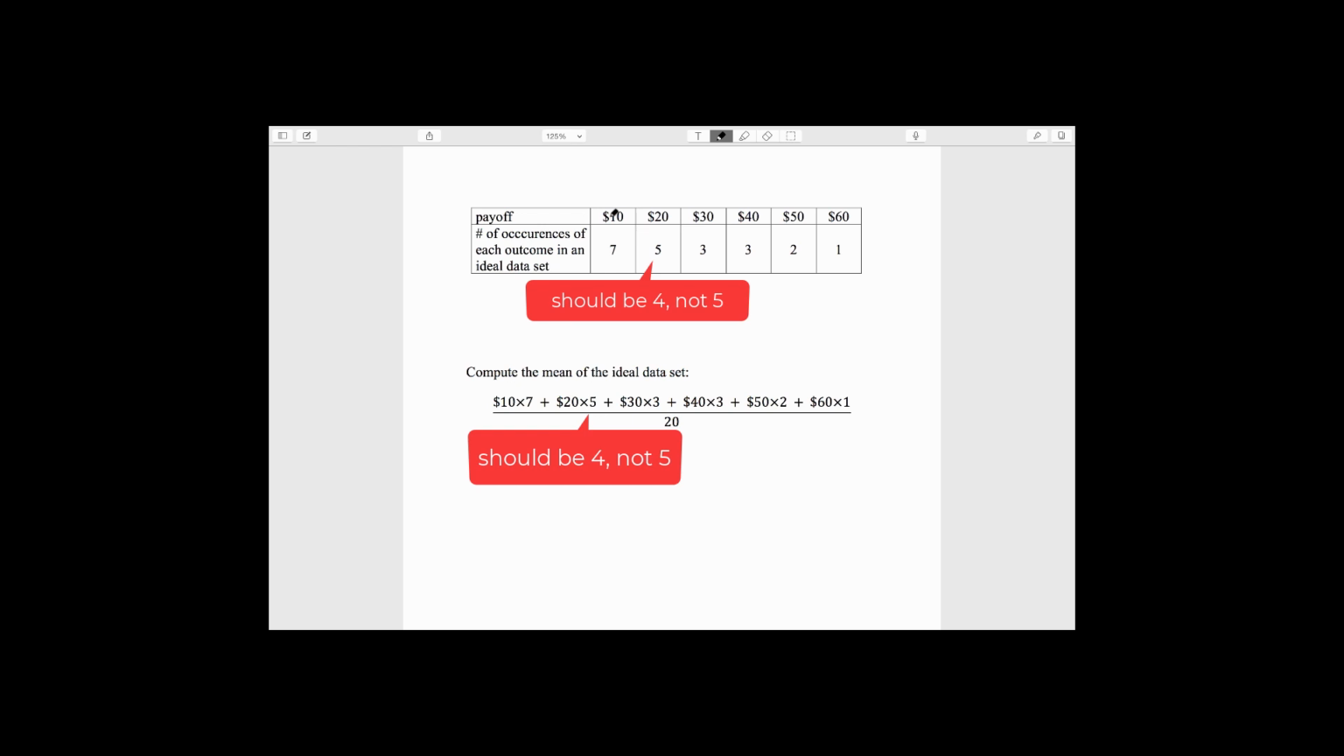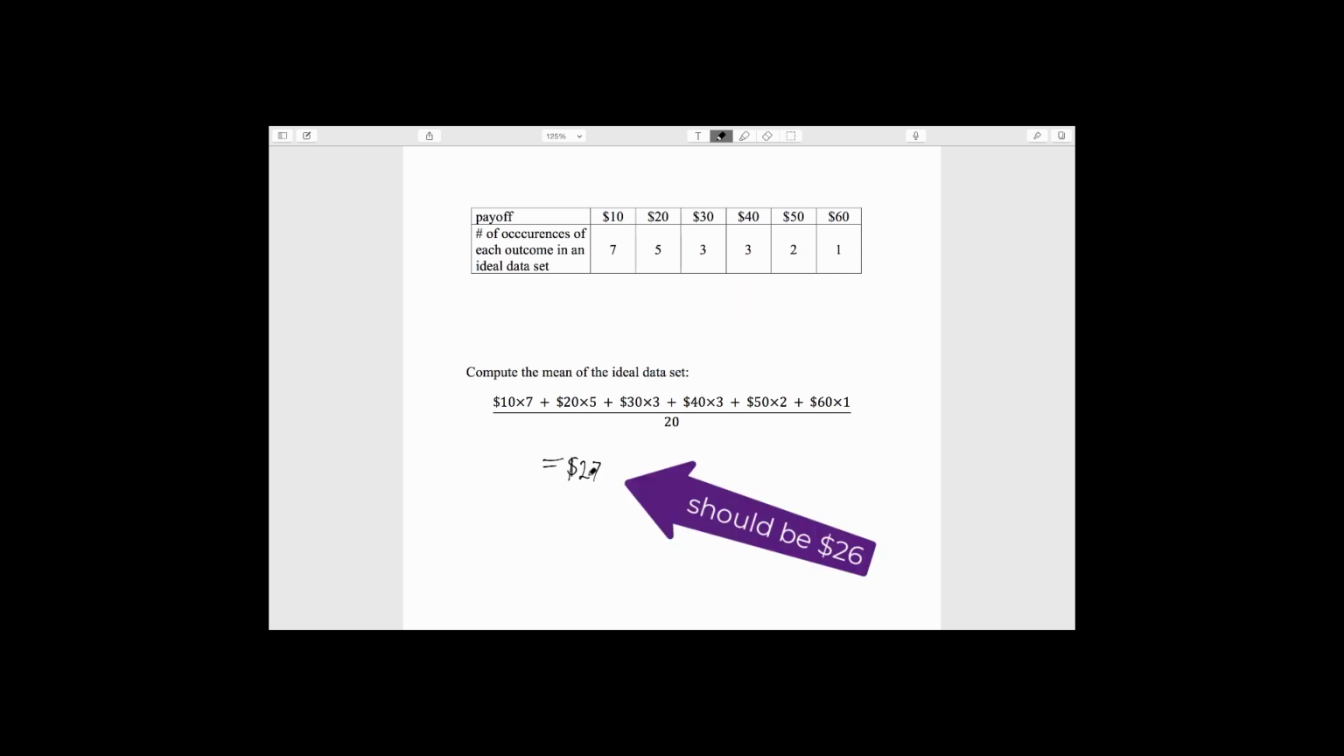Note that if the die were fair, each of these payoffs would be equally likely, and then the average would be right in the middle, $35. Instead, the probabilities are weighted towards the lower end, towards the lower values, so the expected payoff, the long-term average payoff per game, is only $27, significantly lower than $35.